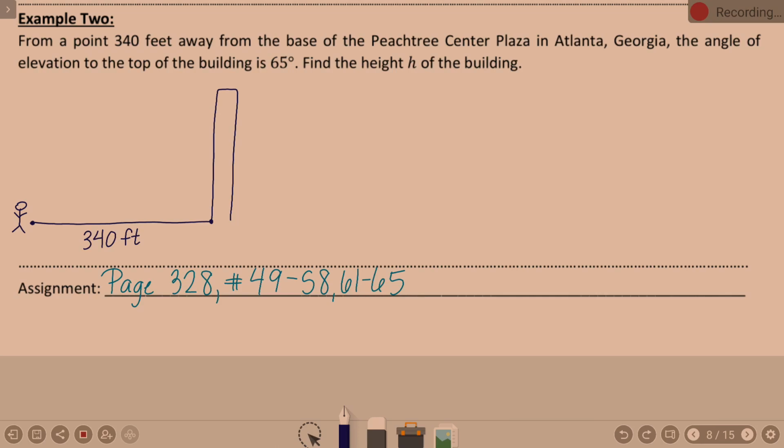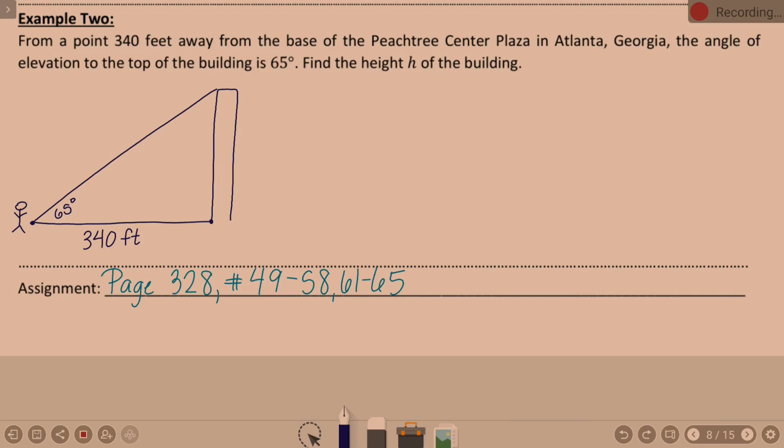Okay? The angle of elevation to the top of the building. You guys remember angle of elevation? Angle of elevation, I'm standing here on the horizontal. Angle of elevation is the direction I'm looking up. So that angle of 65 degrees goes between the horizontal and basically like my line of sight, which means right there, that is 65 degrees.